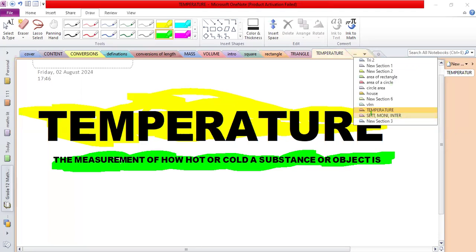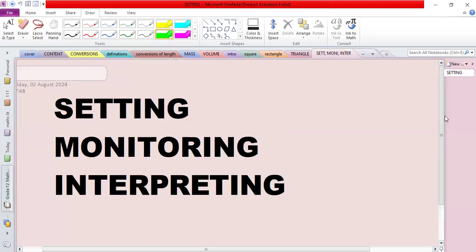Before we get to the formula for calculating temperature, I want you to know the importance of setting, monitoring, and interpreting temperature. This is how I teach maths, so that when you start to calculate, you know what you're calculating. We don't just teach you numbers. Numbers change. We teach you 7 today, tomorrow you'll find that it's 8. So we must teach you math this way, so that no matter how much numbers might change, you will also understand how to solve it. Setting, monitoring, and interpreting temperature.